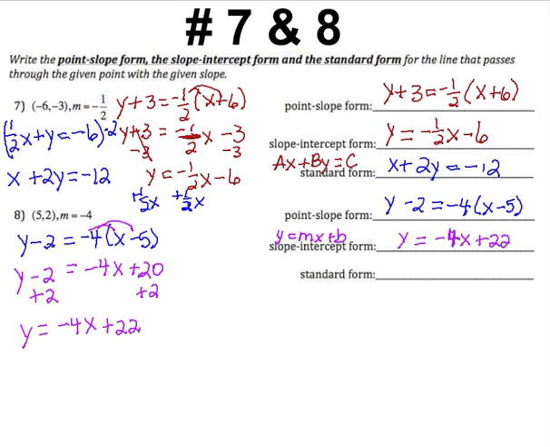And then for the last one, I've got to move it into standard form. So that means I'm going to move this term back over here. So I'm going to add 4x to both sides. So these cancel, and I get 4x plus y equals 22. And I look at my a term to determine whether I have to do anything or if I see a fraction anywhere in here. So there's no fraction, and this is positive, so I'm already done. I'm done in standard form. So 4x plus y equals 22.